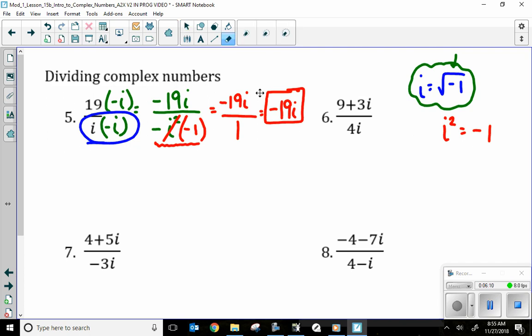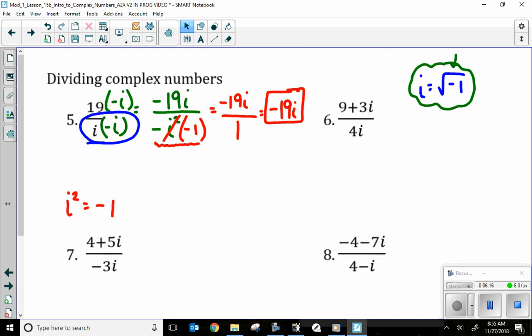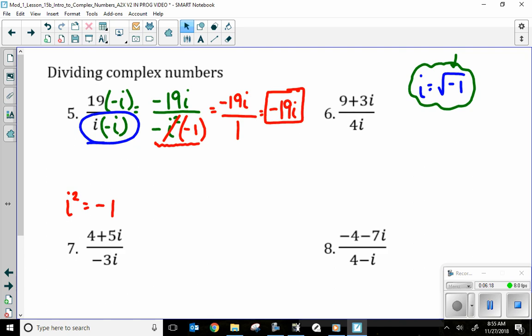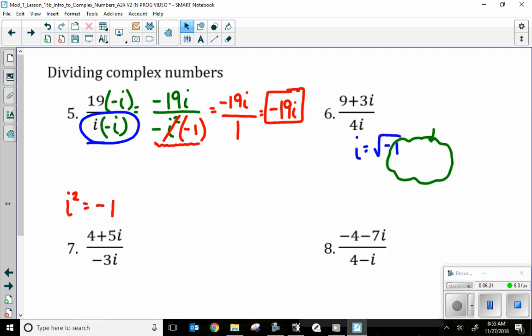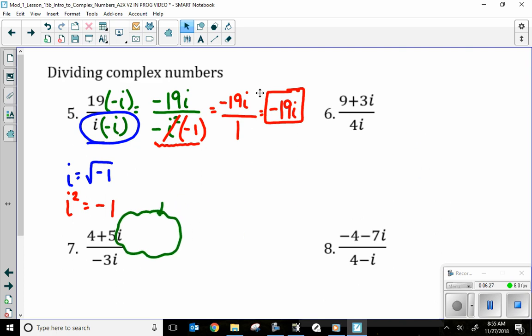And for the sake of room, I can move these. I squared is negative 1. I'll put that here. Here are 2 little things to remember. And let's just get rid of that. All right, so the second one, or number 6. I'm going to multiply the denominator, 4i, by its conjugate, negative 4i.